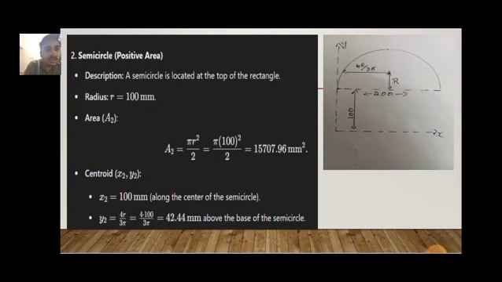Semicircle with a positive area. The distance between the semicircle and the x axis is 100 mm. The base of the semicircle is 200 mm. The formula is 4r by 3 pi.